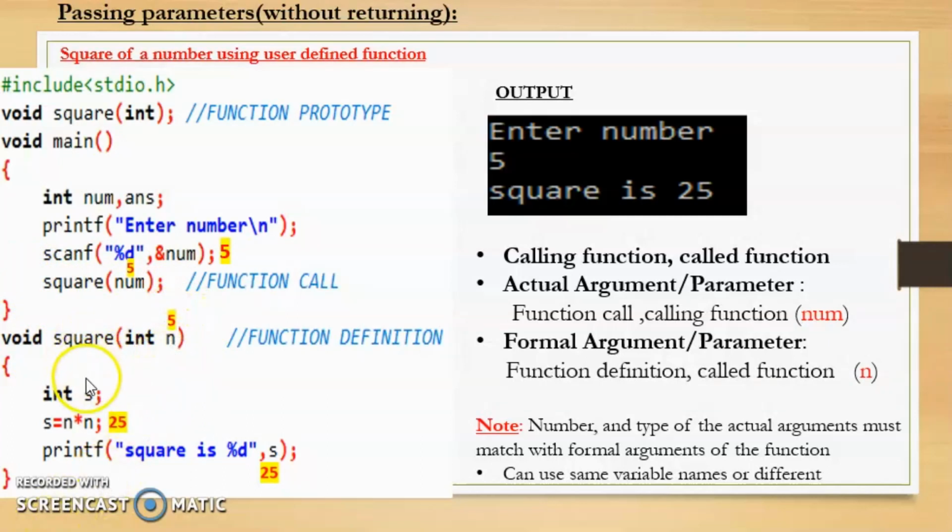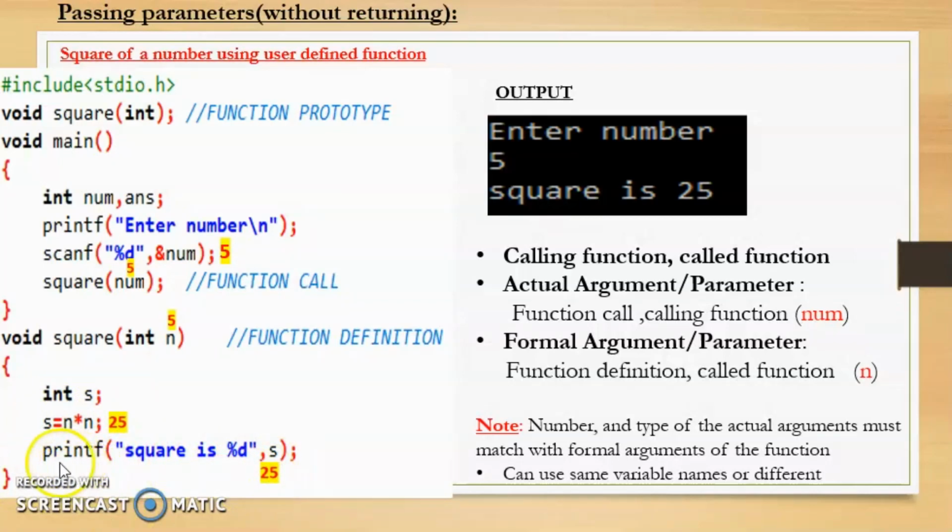Now in this function square, we have declared an integer variable s which will hold the square of a number. We will calculate the square using this formula, that is, we will calculate n into n and then store the result in variable s. The n value we have taken as 5, so we will get 5 into 5, that is 25, which will be stored in variable s. Finally, we will print the result from variable s, that is 25 will be printed. While printing, we will print as square is 25.